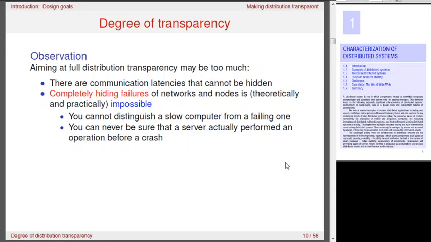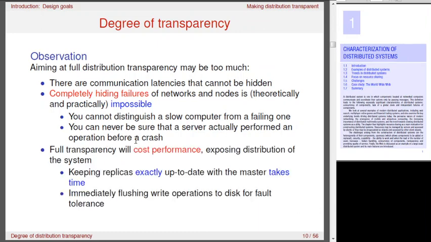Now, what they are saying is we are not sure whether a server actually performed an operation before a crash. Once it crashed, whether it performed something or not, we don't know. So several such things are there.